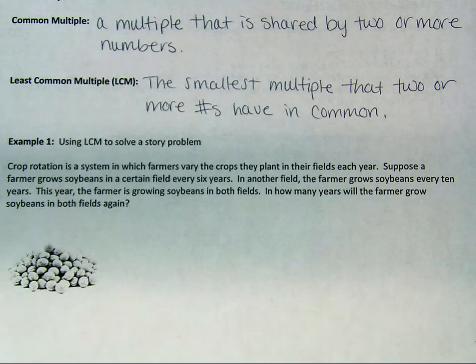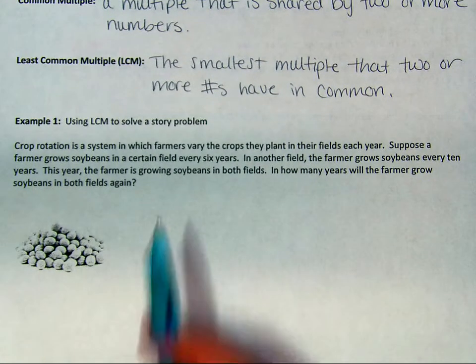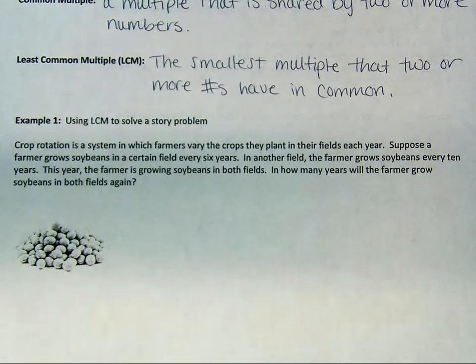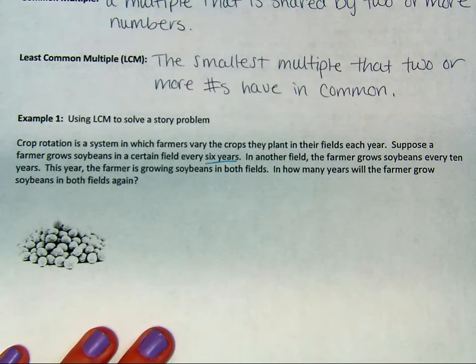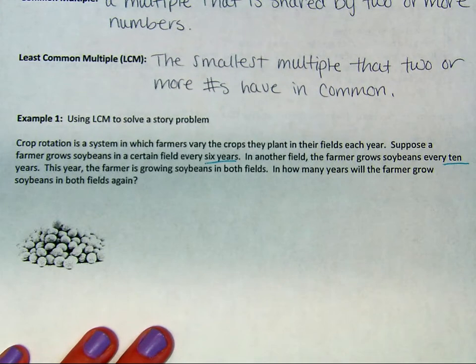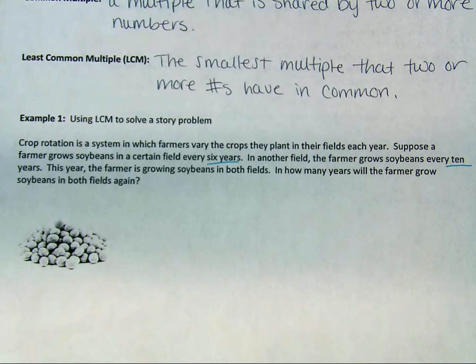Okay, this is a story problem. Now, you do not need to write this whole thing down in your notebook, because essentially we're just going to be finding an LCM. So let's read what it says though. Crop rotation is a system in which farmers vary the crops they plant in their fields each year. Suppose a farmer grows soybeans in a certain field every 6 years. Okay, so let's underline that. It's probably going to be important. 6 years. In another field, the farmer grows soybeans every 10 years. This year, the farmer is growing soybeans in both fields. In how many years will the farmer grow soybeans in both fields again?